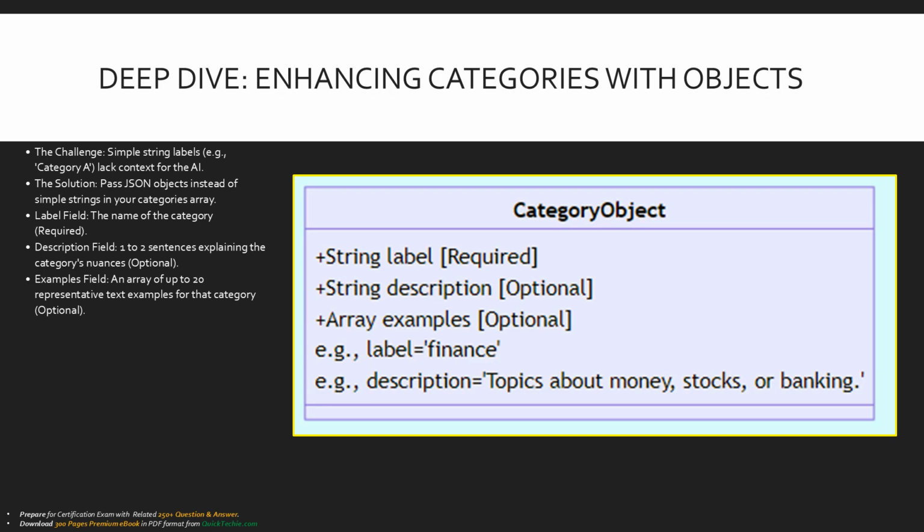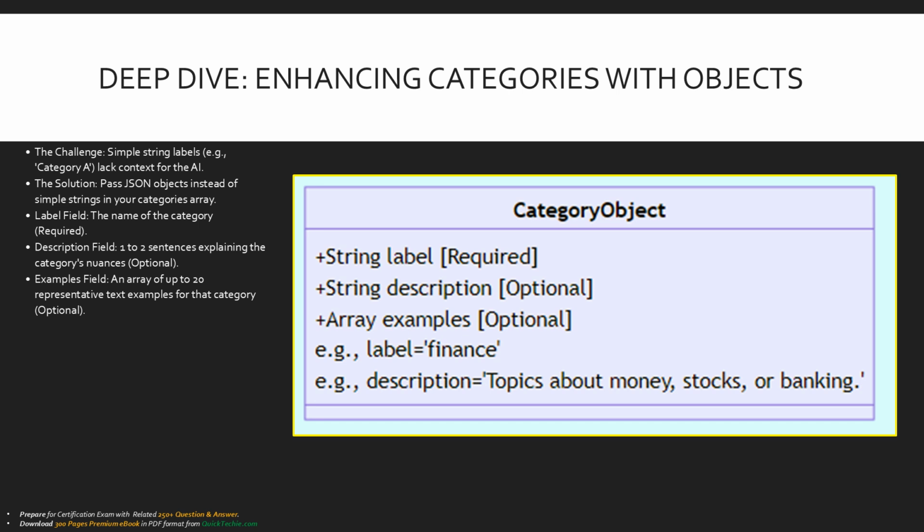Here is where we move from basic usage to expert-level prompt engineering. Sometimes, a single word isn't enough for the AI to understand your business logic. If your categories are ambiguous, you can pass JSON objects instead of simple strings. Inside these objects, the label field is required. But crucially, you can add a description field. This allows you to write 1 to 2 sentences explaining exactly what this category means, guiding the LLM's decision-making process.